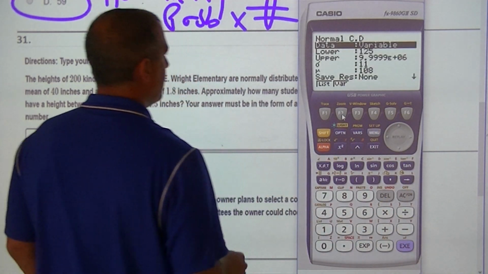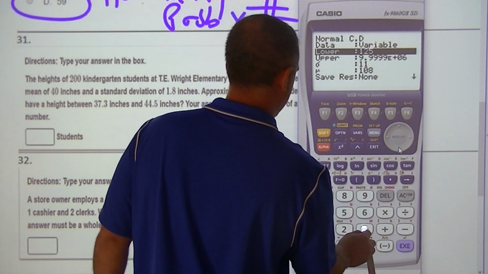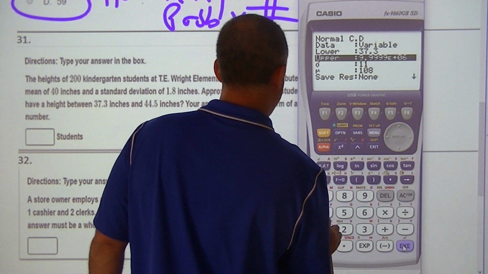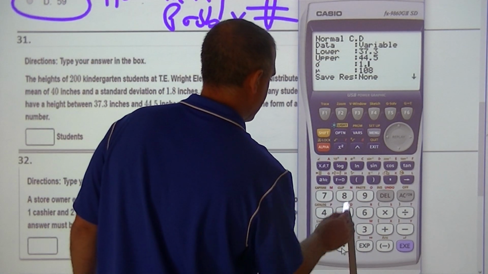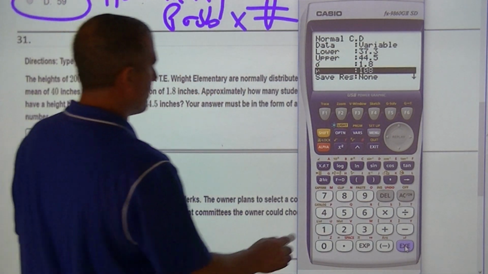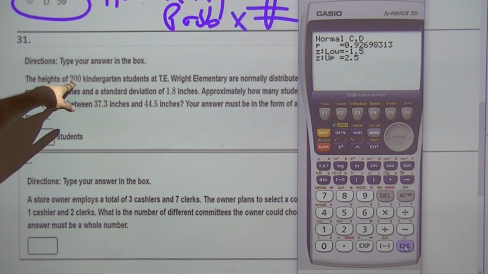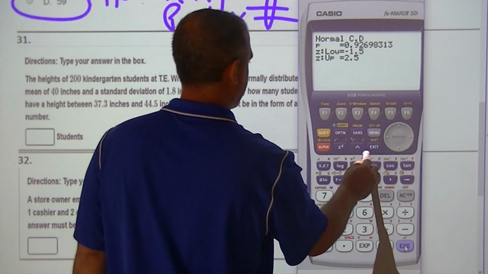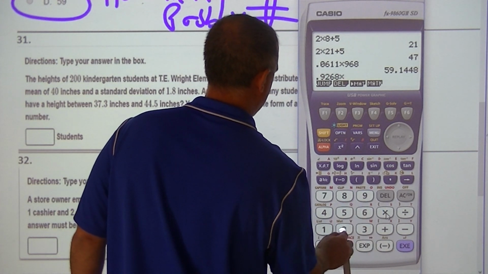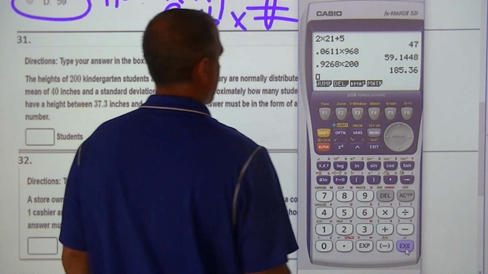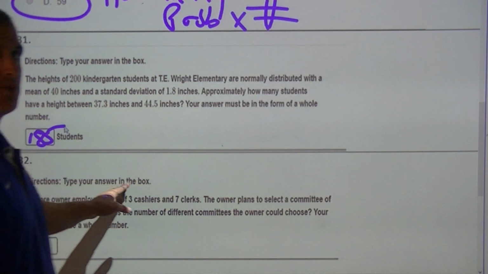Dist, norm, NCD. Okay? Now this is going to be between 37.3 and 44.5. Standard deviation of 1.8 and a mean of 40. Okay, so I take that number, 0.9269, and I multiply it by 200. So that's going to be 185. Okay, all right, next one.